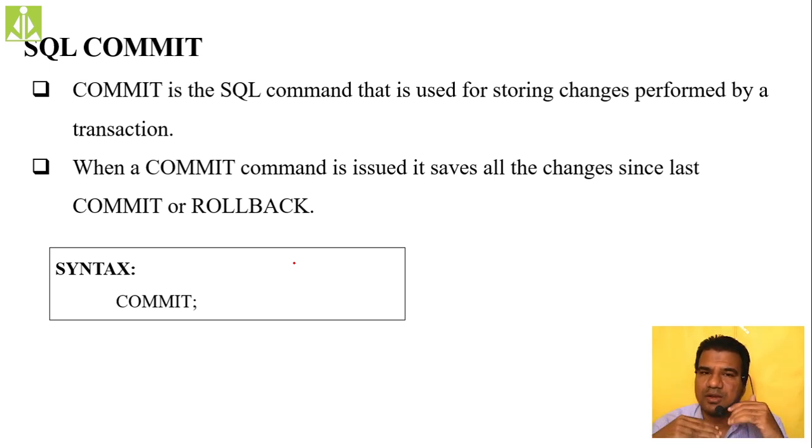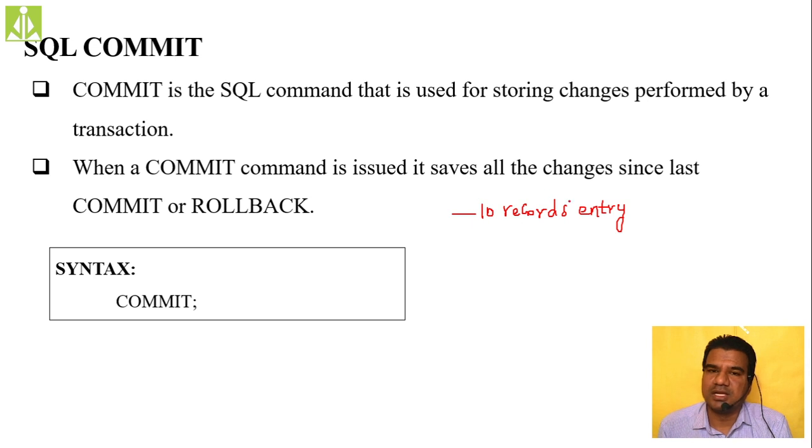So generally what commit will do: after the last rollback and after the last commit, whatever temporary data we are having, that temporary data will be saved when you type commit. To understand that, let us say I have done some 10 records entry at this point. If you are not typing commit, it will be temporary, and if your computer crashes, all that data will be lost.